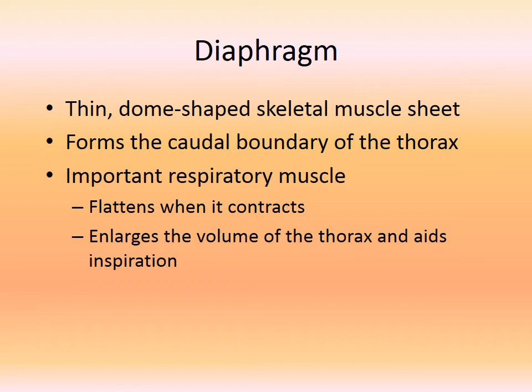The diaphragm. The diaphragm is a large muscle. It's located at the most caudal aspect of the thorax. It's a thin dome-shaped skeletal muscle sheet. It forms the caudal boundary of the thorax. It's an important respiratory muscle, so it flattens when it contracts and enlarges the volume of the thorax and aids in inspiration. And we're going to talk more about how the diaphragm helps with this respiration process.